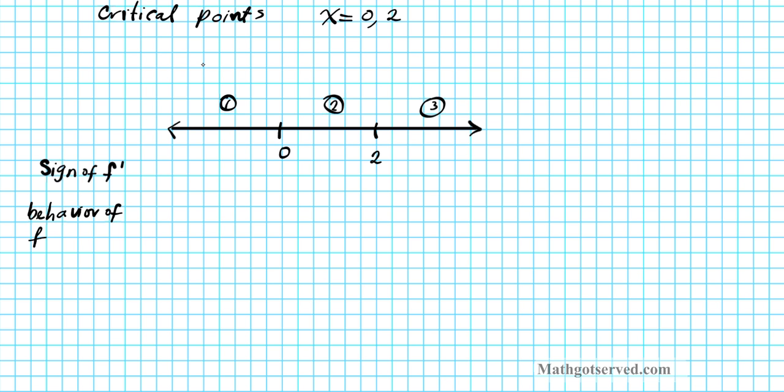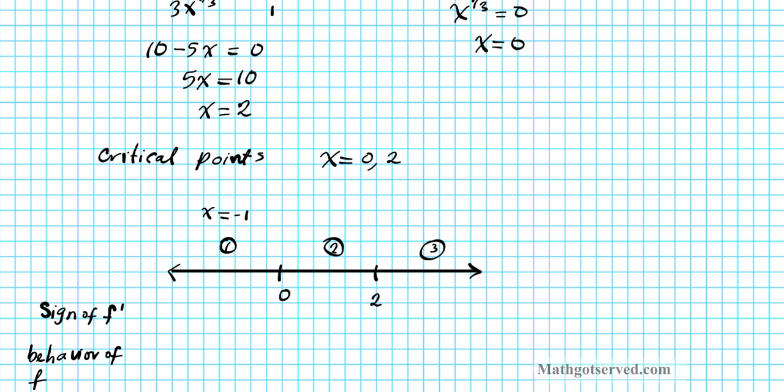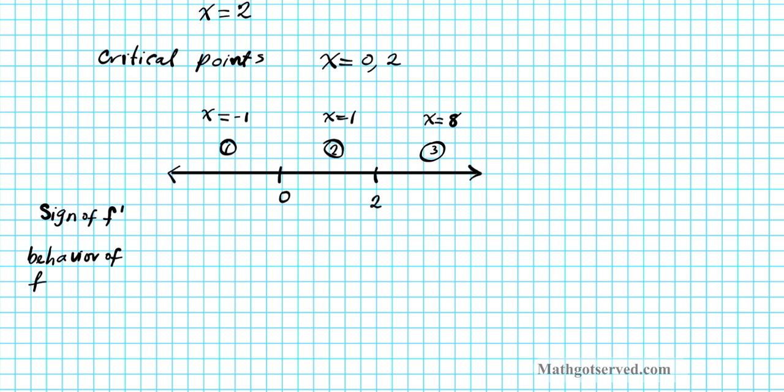So in interval 1, I'm going to select -1. That's an easy perfect cube that I can evaluate. Interval 2, I'll use 1. Interval 3, the next perfect cube is 8. All right, now all I'm going to be doing is finding the sign. Remember, we do not care about the value of the number. All we care about is the sign. So for interval 1, I'll have to find f prime of -1.